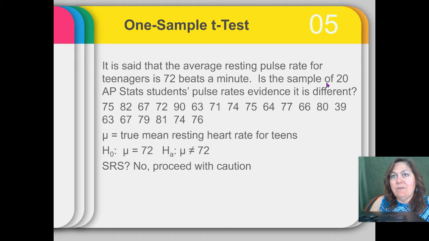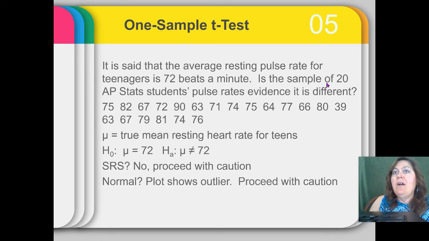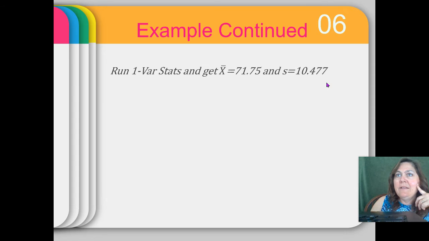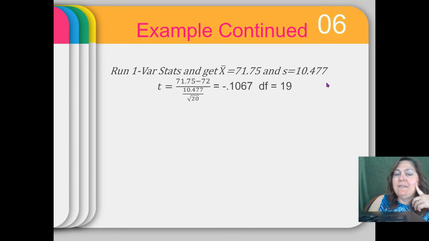This was not an SRS, so proceed with caution. Also, this is less than 30, so you would need to sketch a probability plot. And also in this case, it shows an outlier. So this data is a mess, but we're going to run through it to show you the procedures. Independence probably would map to the 10n condition. Okay, let's keep going.